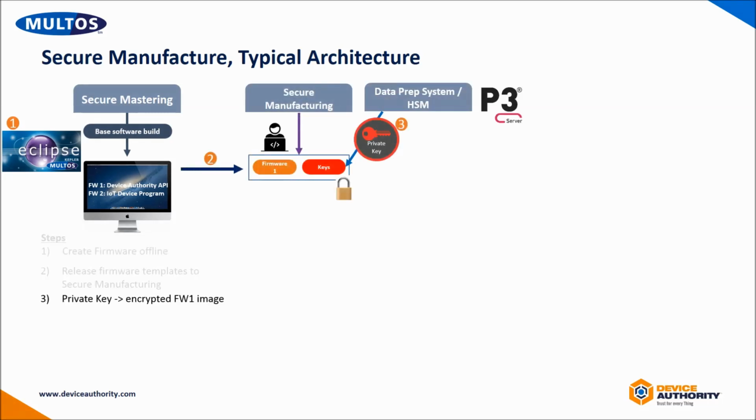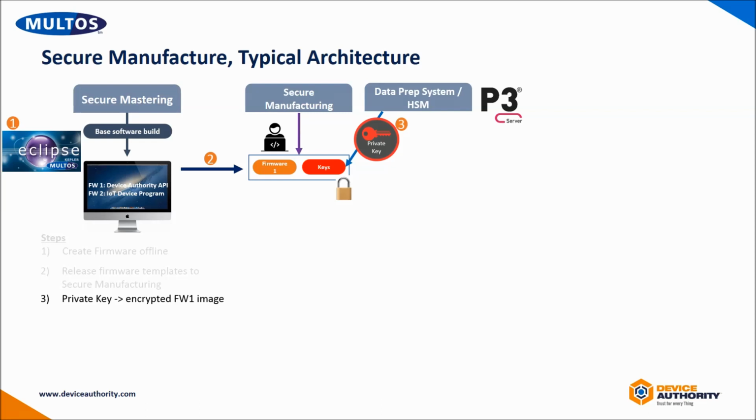3. The Device Authority API requires that each device has a unique registration key pair. This is used to authenticate the device during the onboarding process. It can be generated in the MULTOS chip itself by a private CA or by using an HSM in the factory. This demo uses the P3 HSM server platform from Barnes Smart.